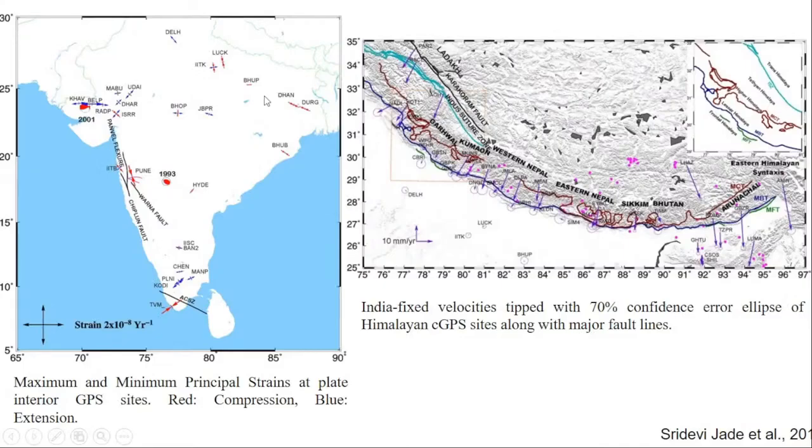Now this is the regional strain component. So this is principal maximum extension and minimum extension. So you can see the compression and extension. Here you can see the vector is a little bit different. When the arrows go inside, we interpret that compression is going on, and where the arrows go away from each other, we can say extension is going on.